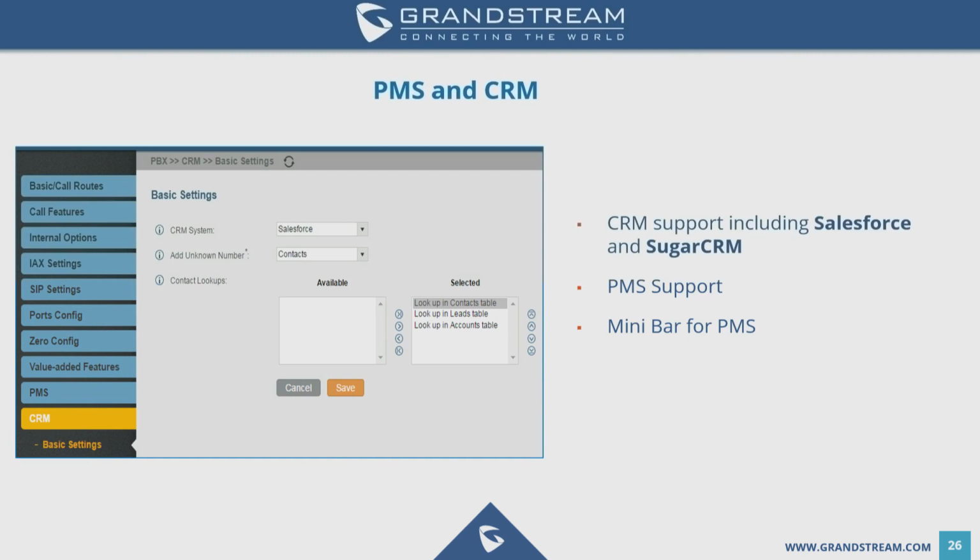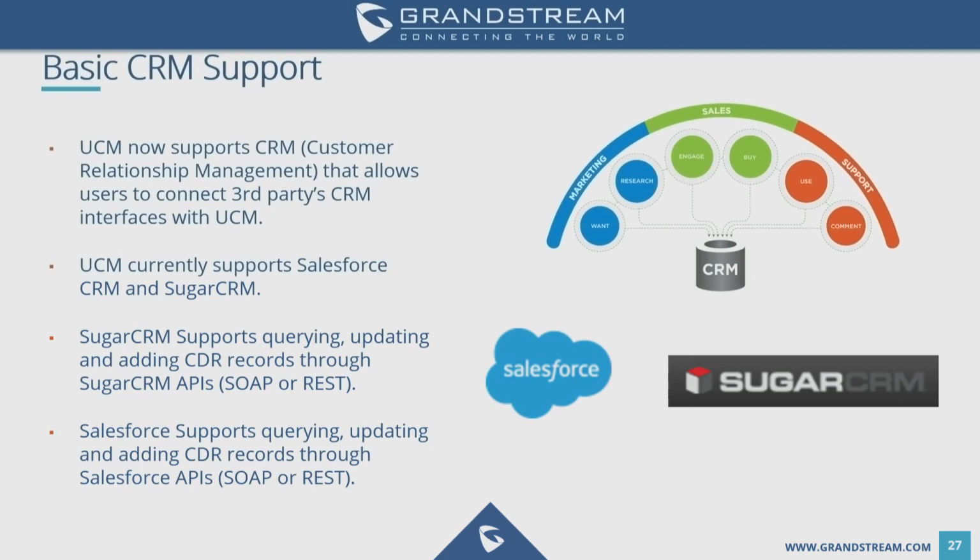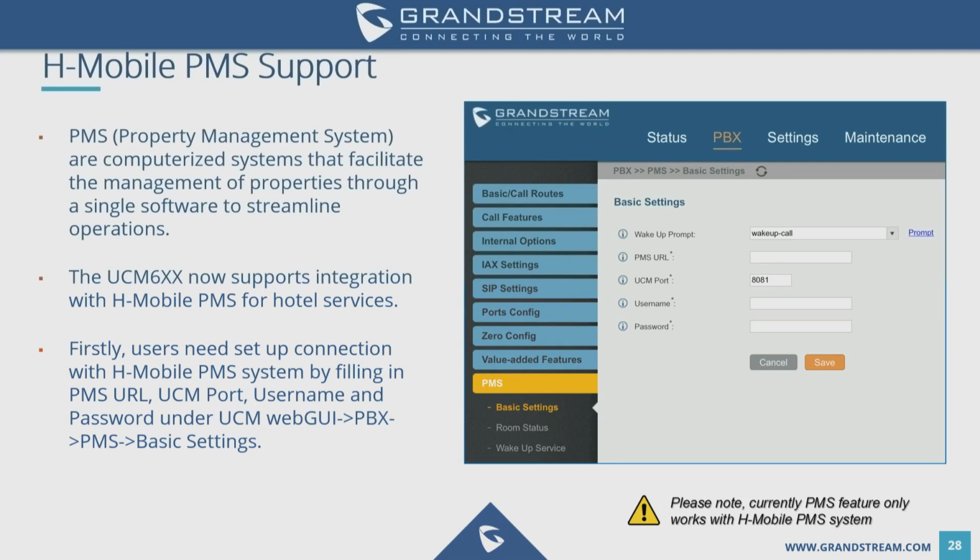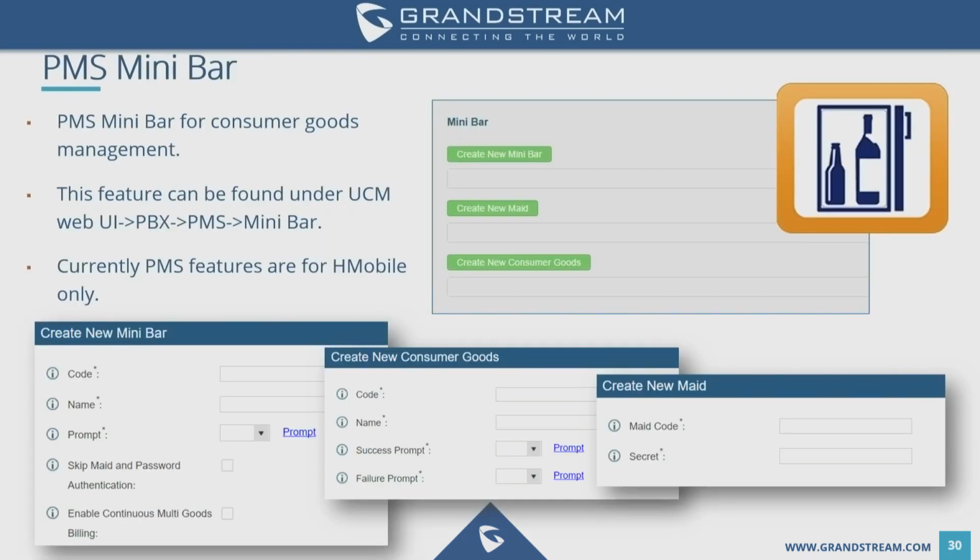PMS and CRM, there isn't much to show about these unless you could do the test yourself. If you use Salesforce or CRM, you're obviously familiar with them, so you just install it, and basically all the UCM is requesting is the authorization, which is the URL or the IP address and the credentials to be able to interact with that CRM or PMS system. We can just show some of those settings and how you can set them up from the web interface. H-Mobile and PMS. For PMS support, we support H-Mobile as well as Mitel. And this is how you create your mini bar for the rooms. We briefly talked about this yesterday, but we can show you how you can set it up.